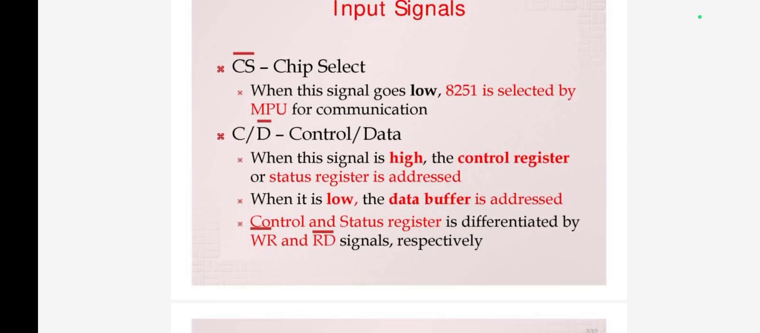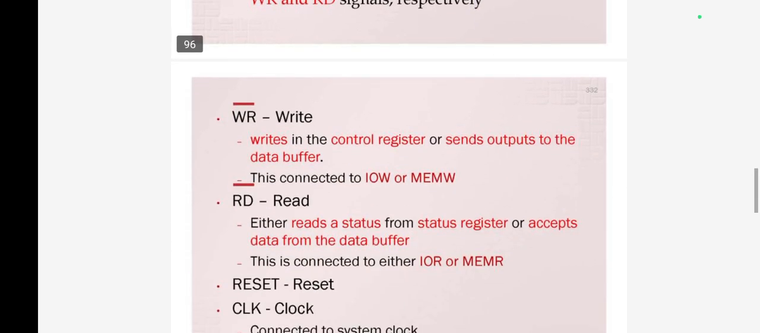And the input lines are chip select, which is an active low select input. If it is high, no read or write operation can be carried out. The data bus is tri-stated if this pin is high. And control word or data. This pin, together with the read bar and the write bar inputs, informs the 8251 that the word on the data bus is either a data or control word or status information.